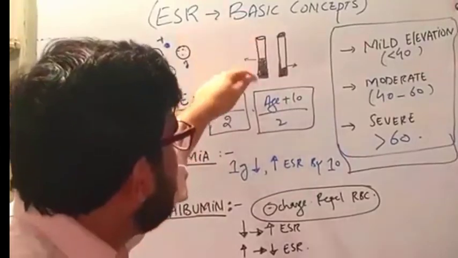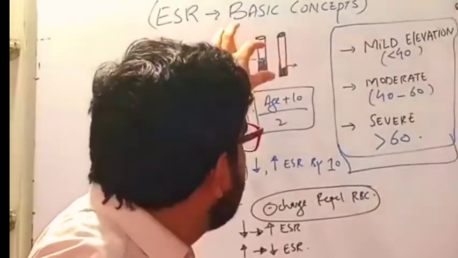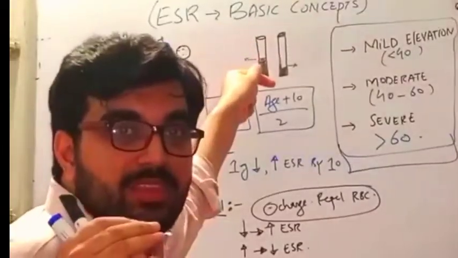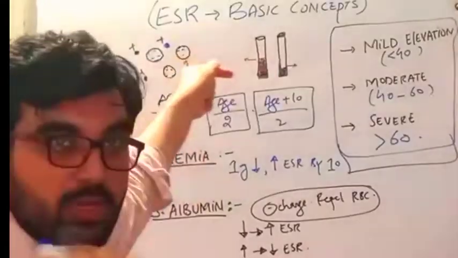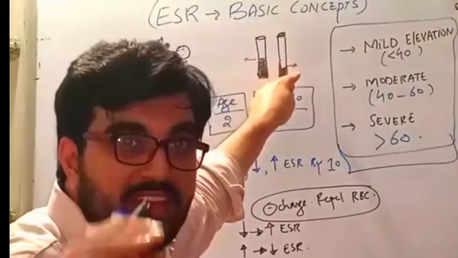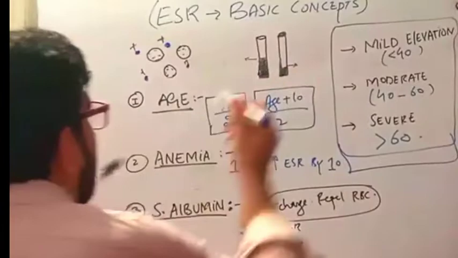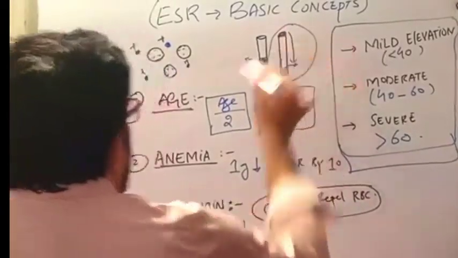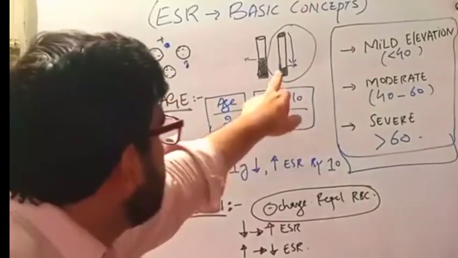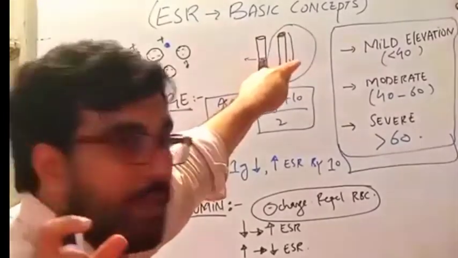The settling down of RBC. If the RBC settled down faster, it means that the ESR will be high. If the RBC settled down slower, it means the ESR will be low. Now if you compare both the tubes, the RBC over here settled down faster as compared to this one. So this one has a high ESR. We take the measurements from top to bottom. So this one has high ESR because the RBC has traveled more distance in the same time as compared to this one.